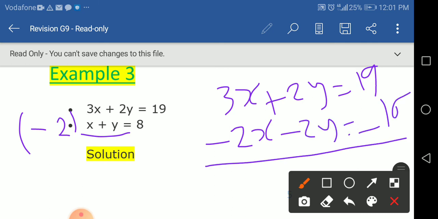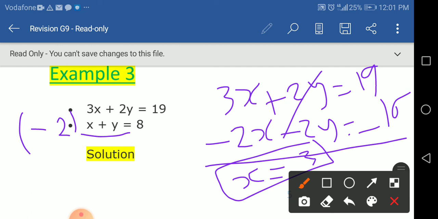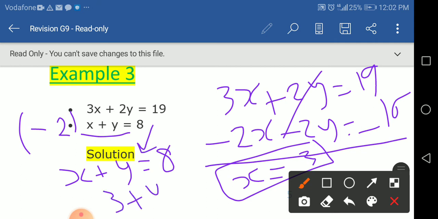Then let's solve. 3x minus 2x gives me just 1x. Positive 2y goes with negative 2y, we eliminate it. So I have 19 minus 16 equals 3. So x equals 3. When I want to know y, x plus y equals 8, we choose this one. Instead of x, write 3 plus y equals 8, so y equals 5.